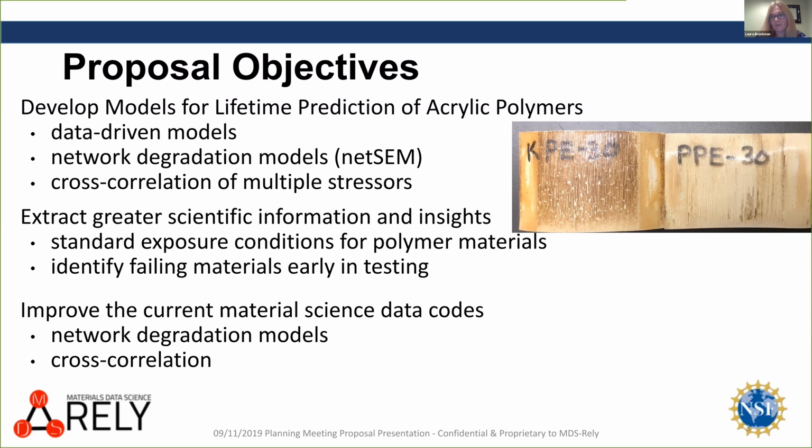So what we would do is data-driven modeling, network modeling, and cross-correlation of multiple stress conditions. And this methodology would allow us to extract greater scientific information and insights about these polymers and how they degrade. So it allows us to use standard exposure conditions plus additional exposure conditions to identify failing materials early in testing. So this allows us to improve the material science data and codes that are available around doing degradation modeling.